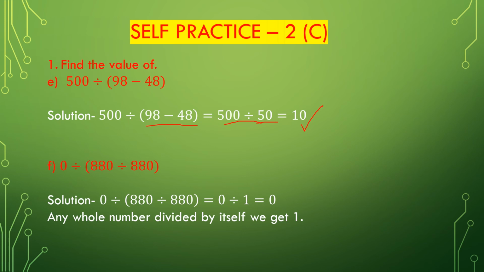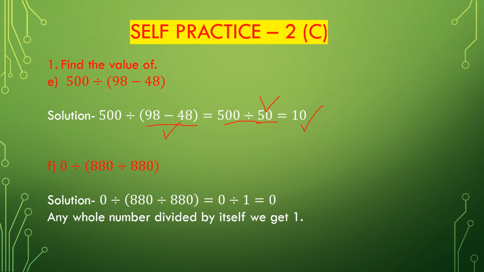यहाँ पे पहले हम 98 माइनस 48 जो ब्रैकेट के अंदर में है उसको पहले हम कैलकुलेट करेंगे, सब्ट्रैक्ट करेंगे. 98 माइनस 48 इज 50. फिर हम 500 डिवाइडेड बाई 50 करेंगे. 500 डिवाइडेड बाई 50 इक्वल टू 10. सो 500 डिवाइडेड बाई 98 माइनस 48 इनसाइड द ब्रैकेट के अंदर में है, उसको पहले हम सब्ट्रैक्ट करके फिर 500 के साथ डिवाइड करेंगे. 500 divided by 50 equal to 10. So we get 10.